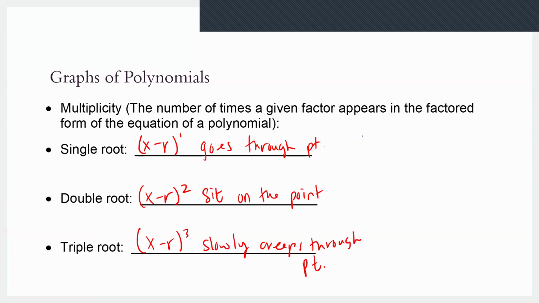All right, here we go. So if I am an x minus r, single roots are just going to go through the point. So notice that this is just a single root, just went through, smooth sailing. Okay. If I'm a double root, I'm going to sit on the point. Or you can say it's going to kiss the point. So notice it doesn't change direction. It's going to sit at the point. That's your double root.